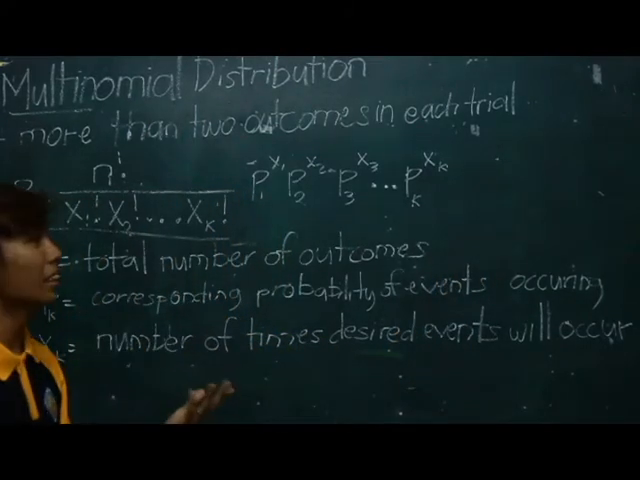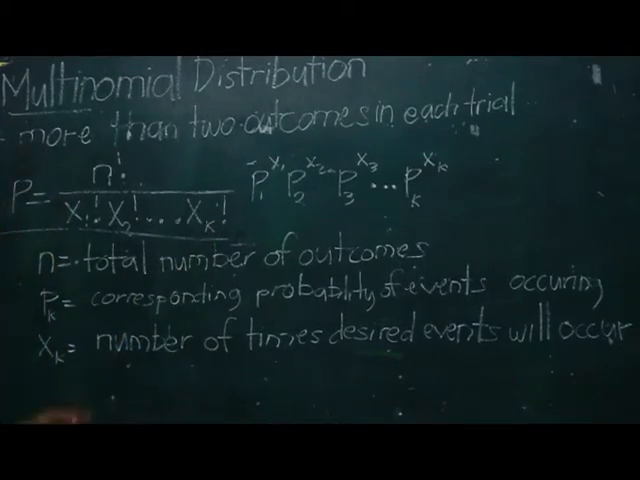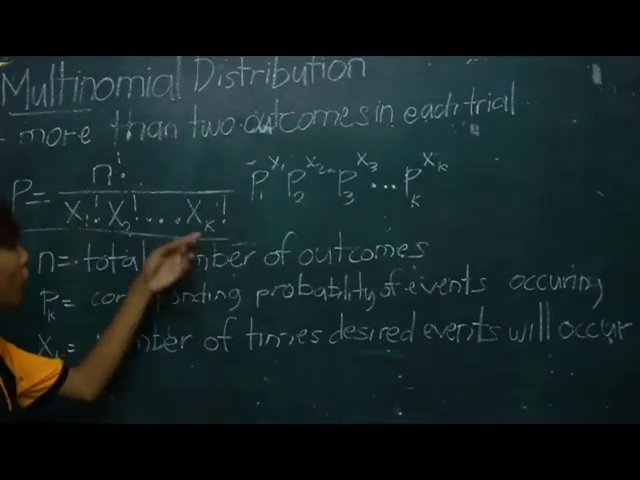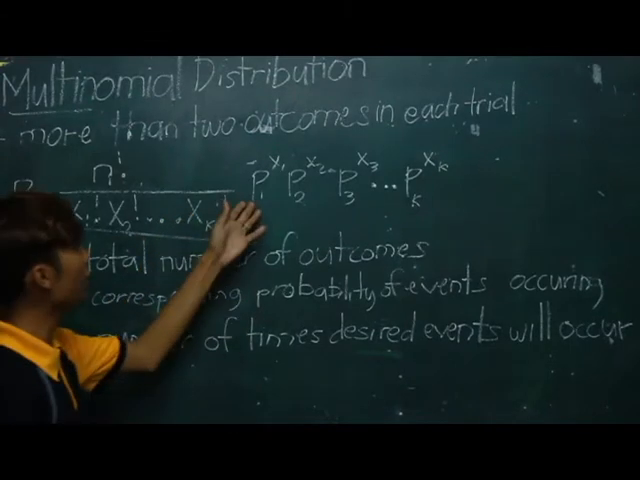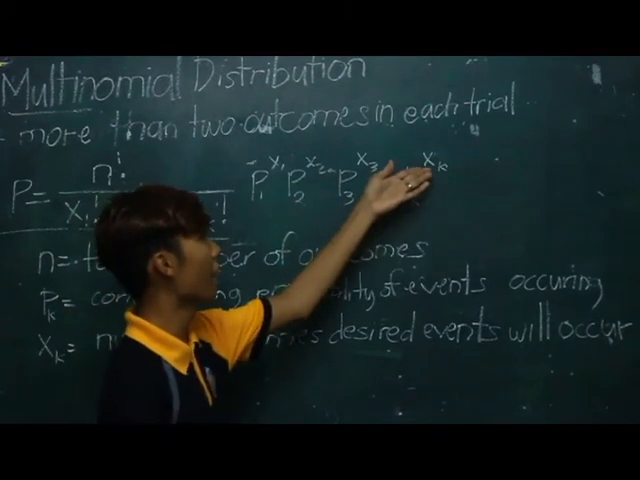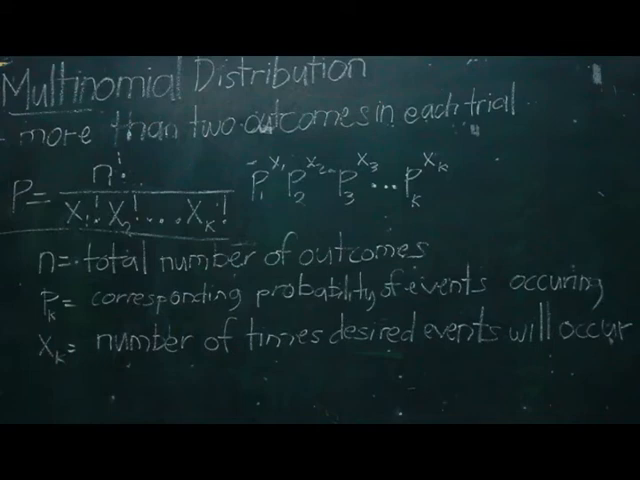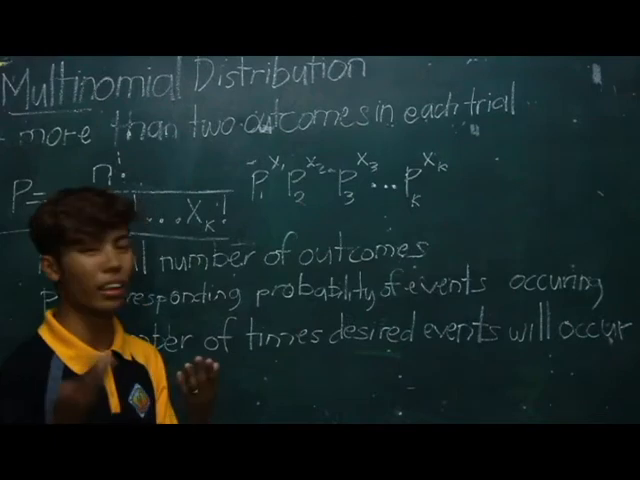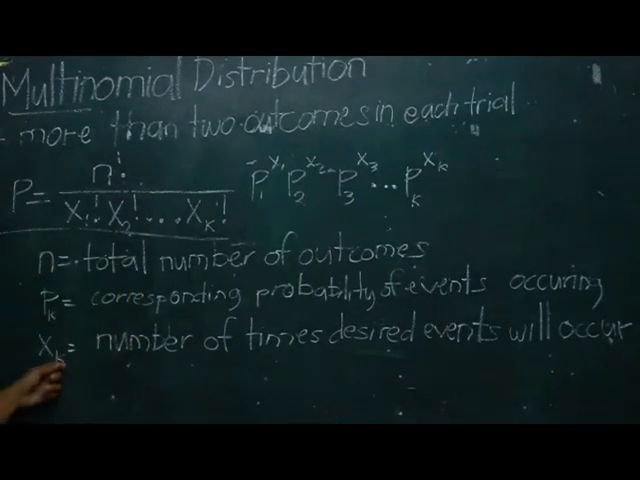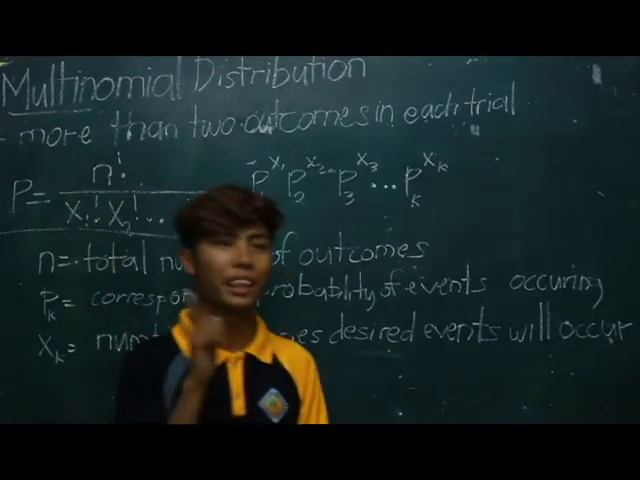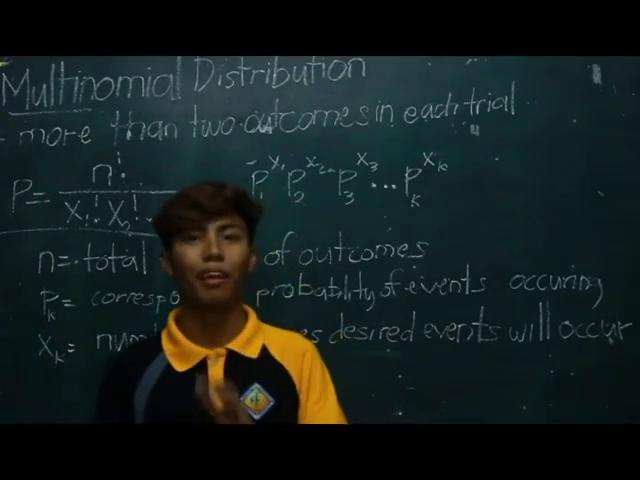How can we resolve a multinomial distribution? Well, based on the formula, P is equal to n factorial over x sub 1 factorial, and so on and so forth, times x sub k factorial, times p sub 1 raised to x sub 1, and so on and so forth, times p sub k raised to x sub k, where n is the total number of your outcomes, p sub k is the corresponding probability of each of the events occurring in each trial, and x sub k is your number of times desired events will occur. So stay tuned for more examples and good day.